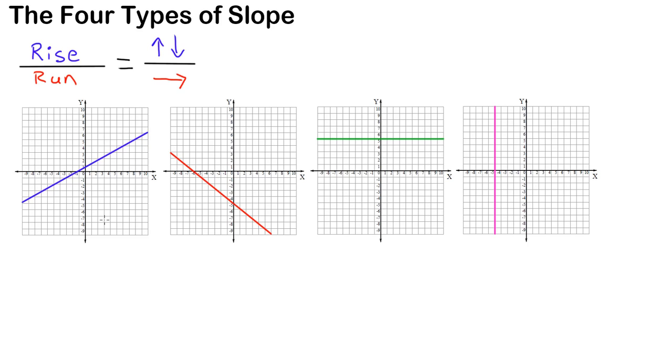So if we look at this first graph here, we notice that it is moving upward as it travels from left to right. So think about if your grades are going up, that's a good thing, right? That is positive. So this is a positive slope. This second line here, this red line, is moving downward as it moves from left to right. And again, if your grades go down, that's not very good, right? That's negative. So this is a negative slope.